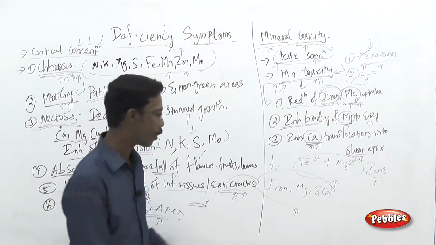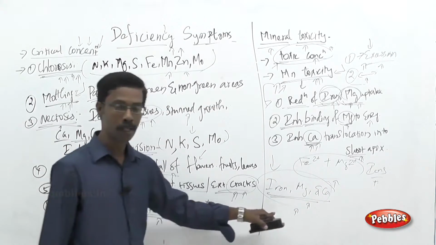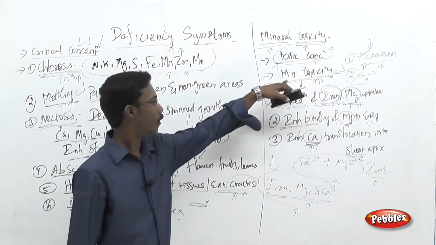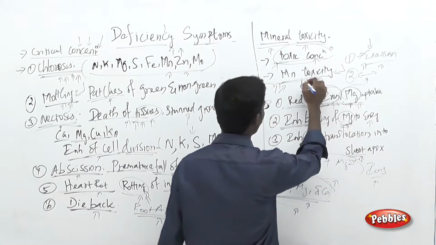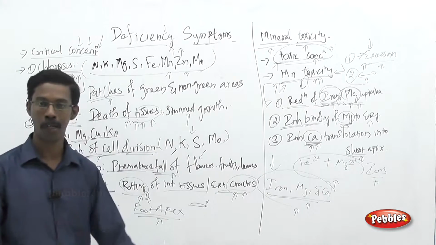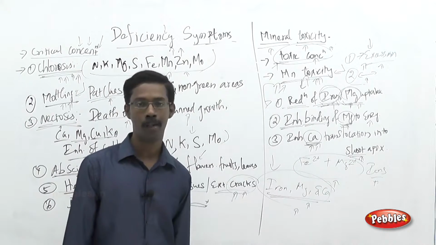Okay, so the point you have to remember here is that the deficiency of these minerals does not mean the absence of these three minerals. It means the presence of excess manganese in the particular soil. Okay, this is what you have to remember about the toxicity.